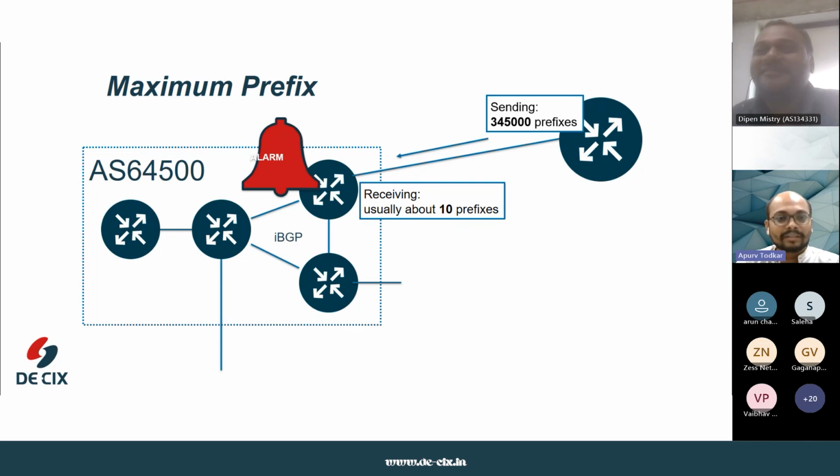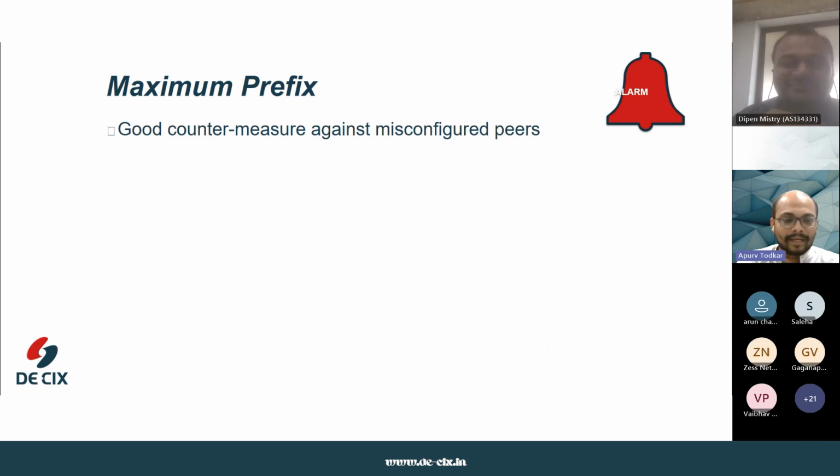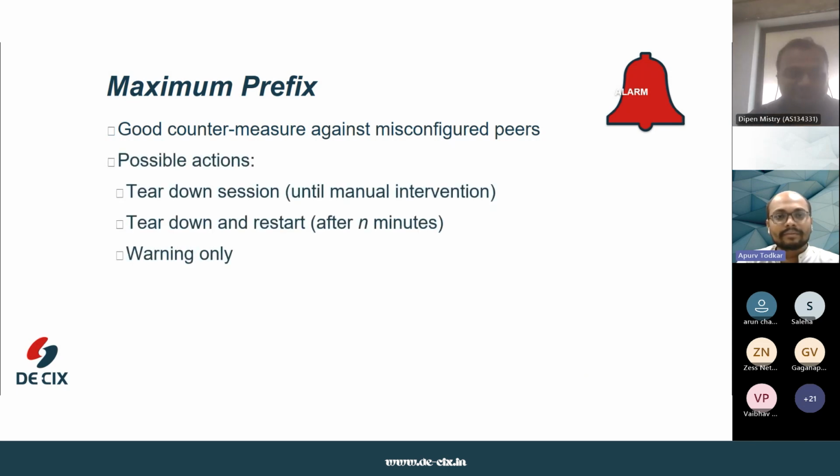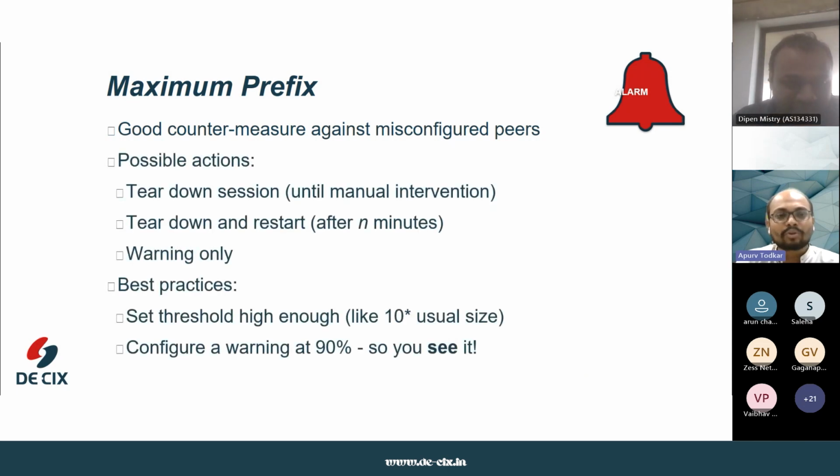To prevent such issues, you can set a threshold using maximum prefixes. This threshold limits how many prefixes you are willing to accept from your neighbor. If that number is exceeded, an action is triggered accordingly. Most commonly, the BGP session is torn down to avoid flooding your network with excessive routes. So the maximum prefix is a great feature to protect against misconfigured peers. Here's how it works in practice.